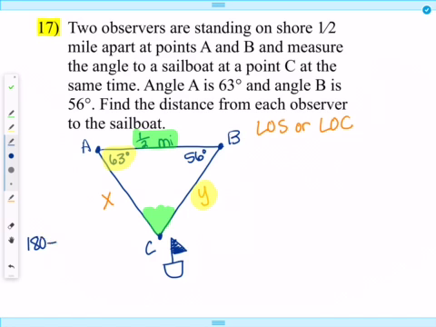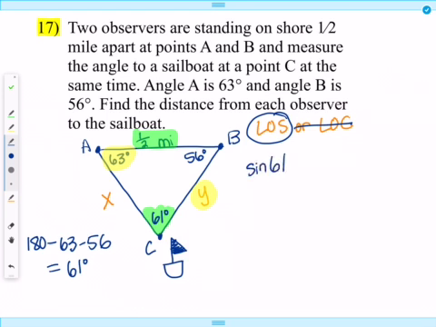So we're going to do 180 minus that 63 and minus the 56. That's going to give us our angle C. So 180 minus 63 minus 56, we get 61 degrees. So that's what's going to go right here. And this allows us to use law of sines because I do have those pieces that match together. So now I'm going to set up law of sines. Sine of 61 over, and I'm going to make it a decimal, 0.5, which is the same thing as 1/2, equals sine of, and since I have it highlighted, A, 63, and the Y. So sine of 63 over Y.